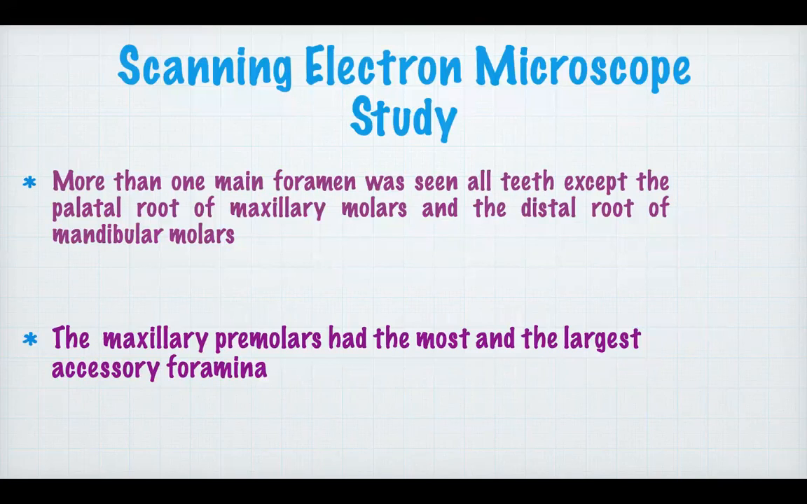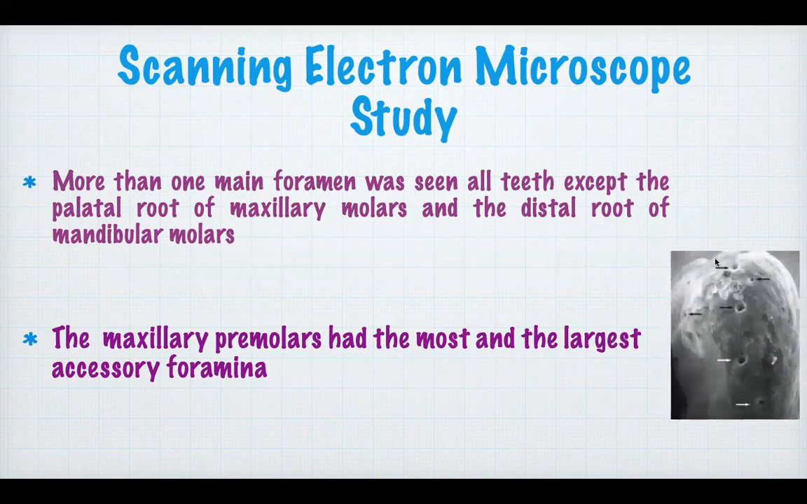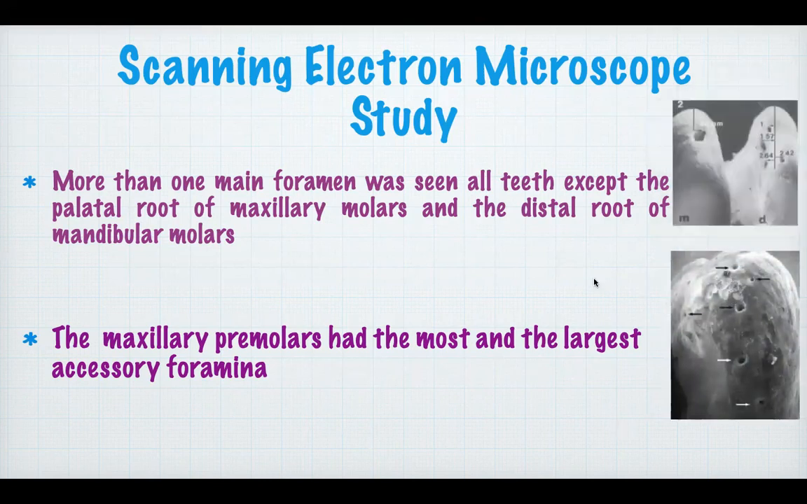Now there are certain scanning electron microscope studies which say that more than one main foramen was seen in all the teeth except the palatal root of the maxillary molar and the distal root of mandibular molars. The maxillary premolar had the most and the largest accessory foramina. So in the picture you can see in one root we can have more than one foramen, or we can see a large foramen or multiple foramina in the same tooth.